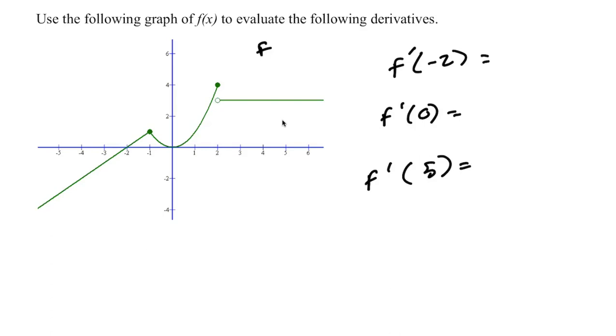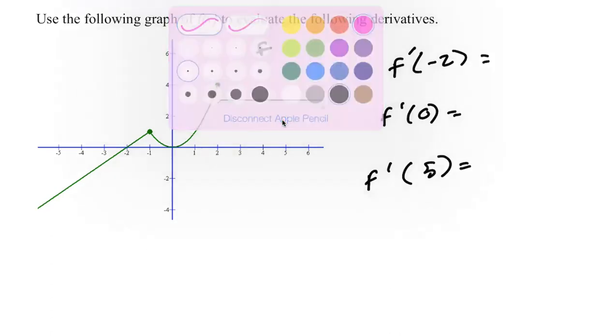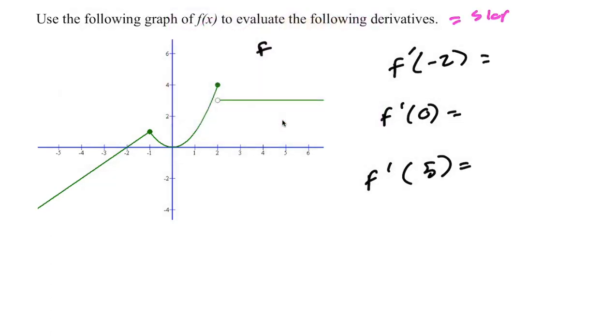Now the way we're going to do this, since we have a graph, is by finding the slope of a tangent line. We're going to use that version of the definition. Remember, there are 3 ways to find a derivative, right? We have 3 definitions for it: slope of a tangent line, instantaneous rate of change, and limit of a difference quotient. In this case, since we have a graph, we're going to use the slope of a tangent line. So let's talk about f prime of negative 2.